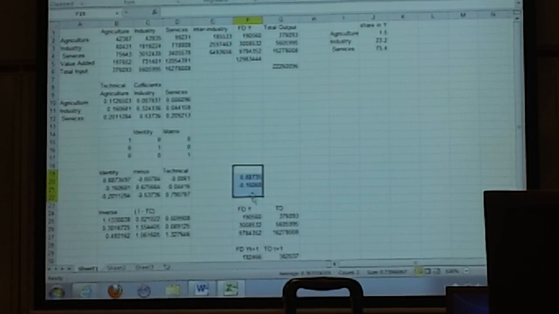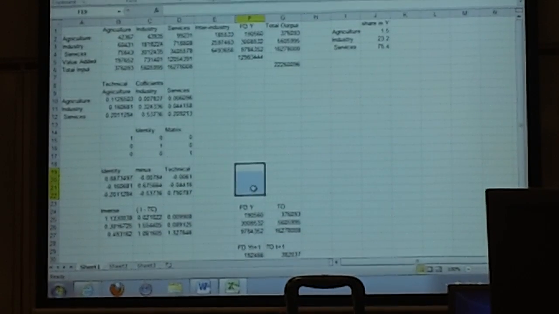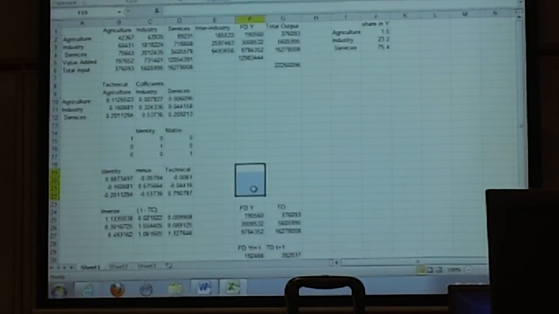So you have one. What is the identity? When you take the identity and you multiply it by any matrix, you get back the same matrix. We did that last week.